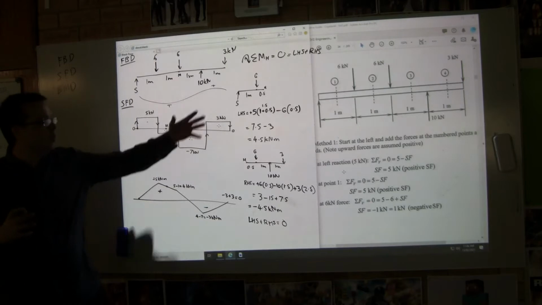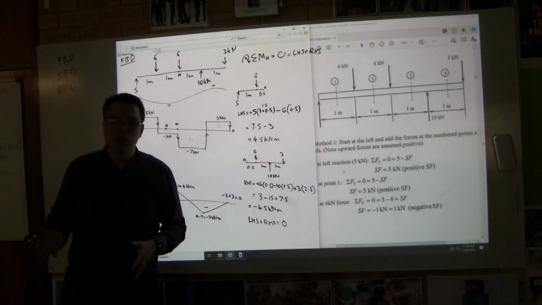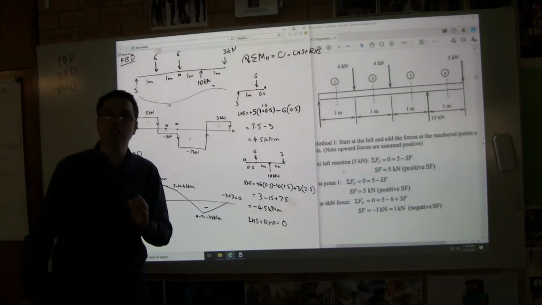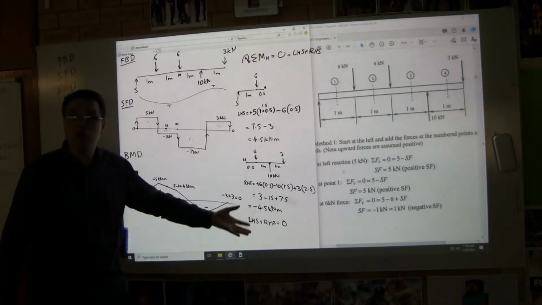Now, generally, we don't have to find an arbitrary location, right? I don't think I've ever seen a HSC question where they said find the bending moment at location H. But if we had to, we can. We know how to do that now.